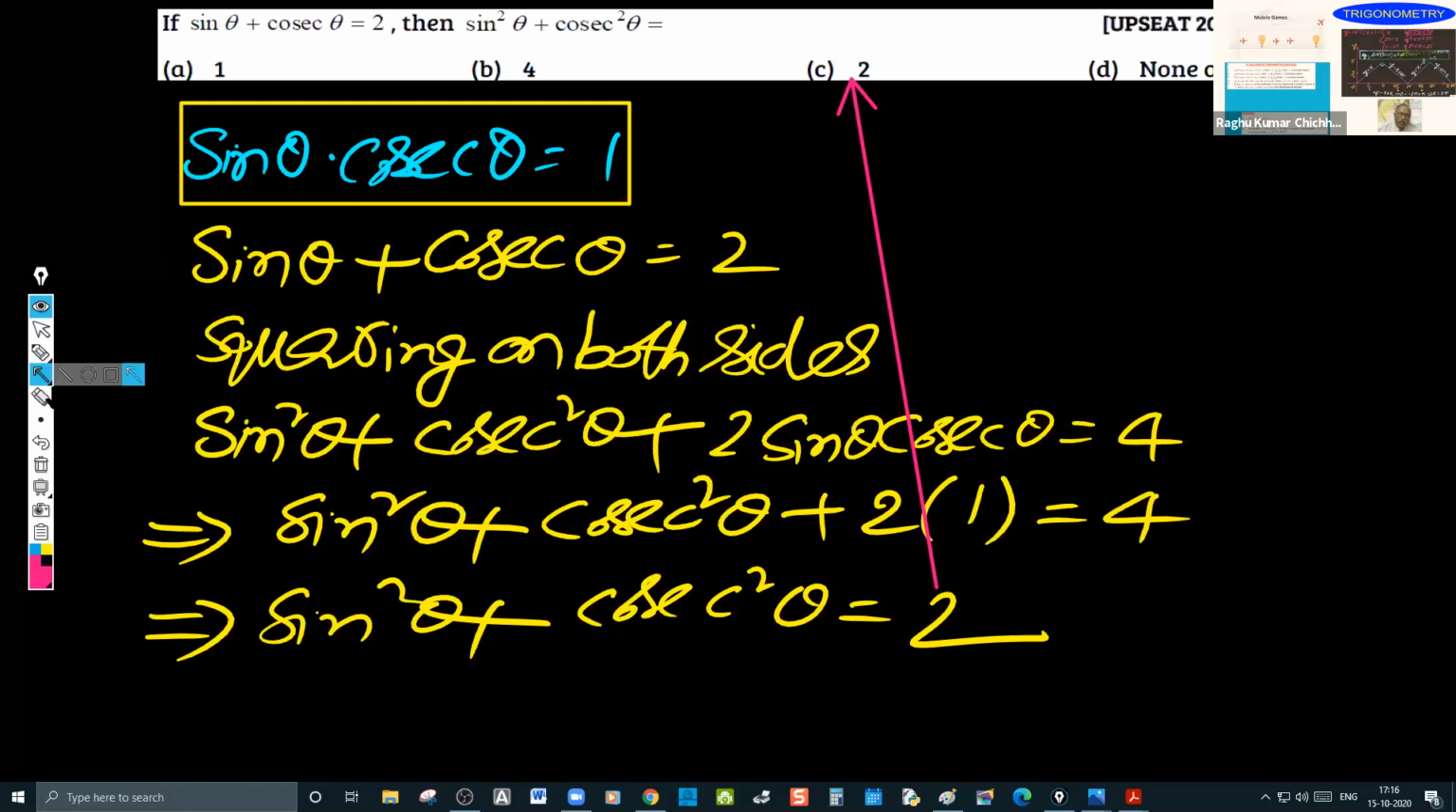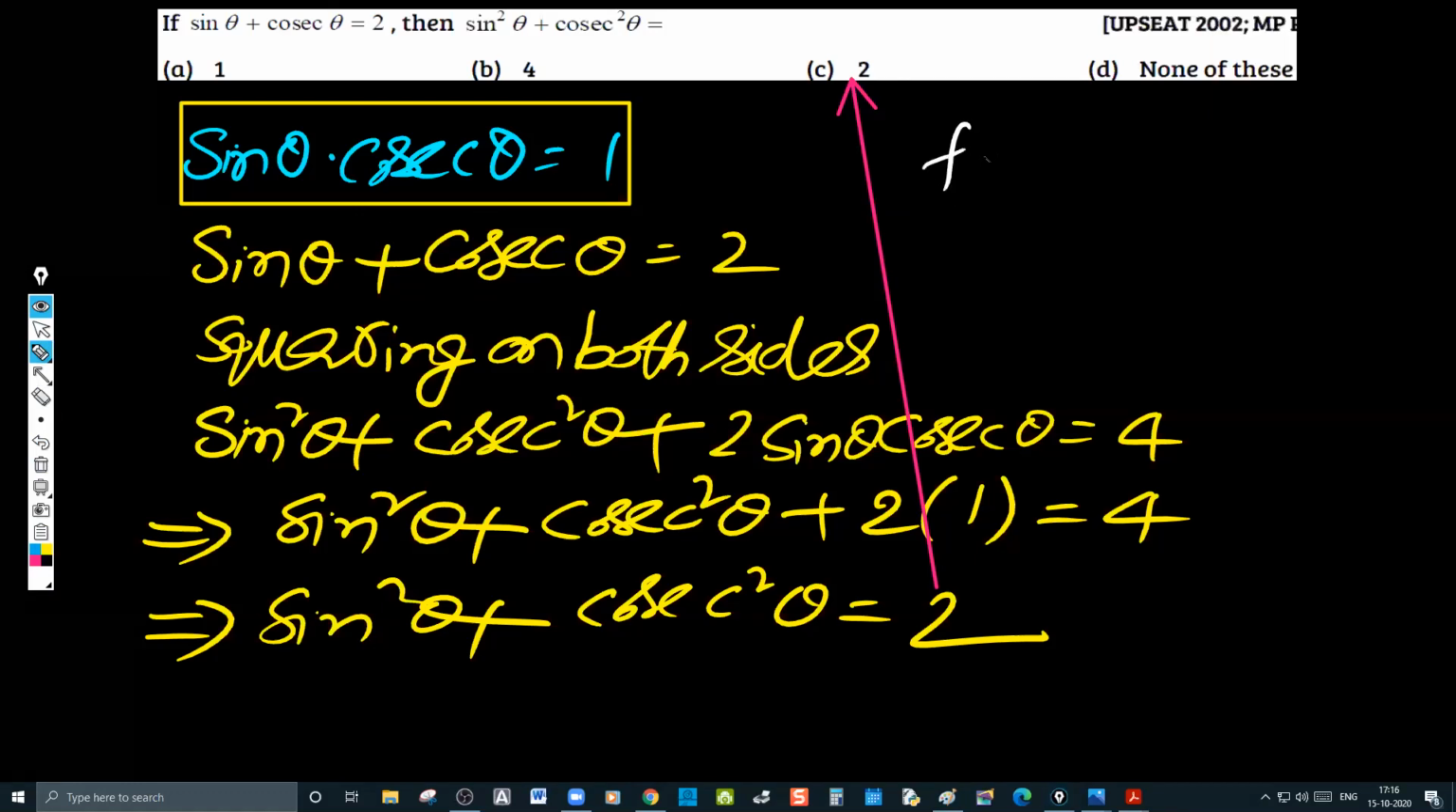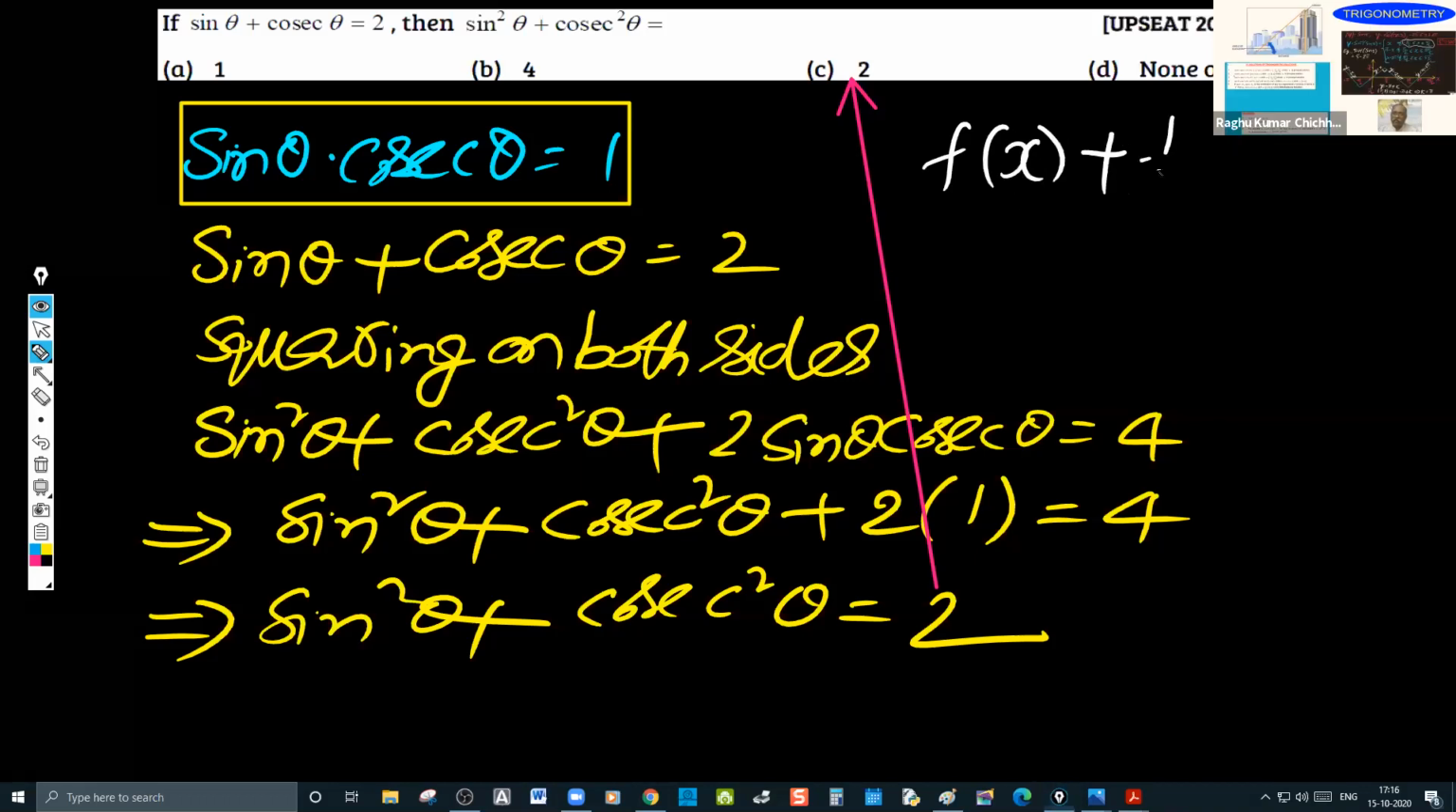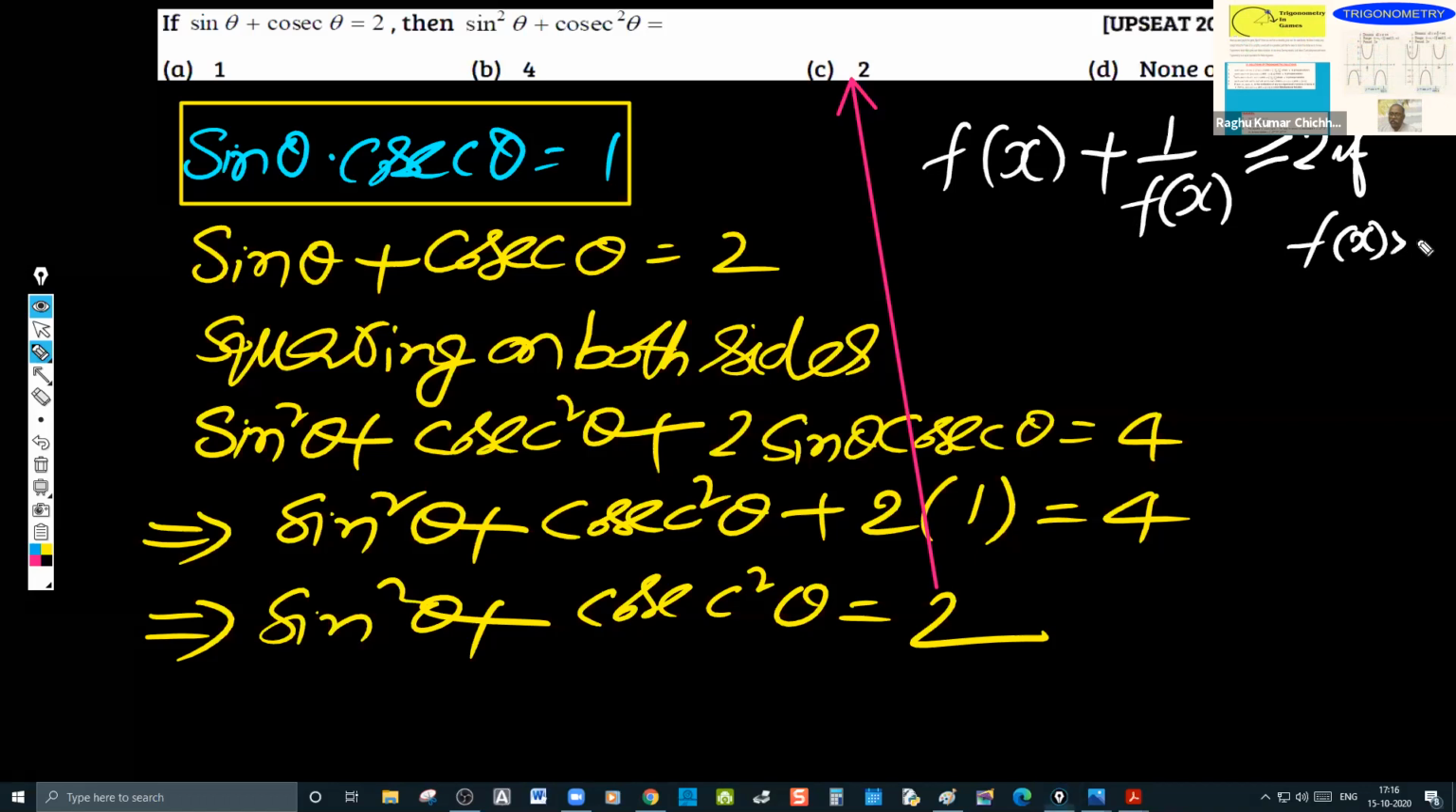And not only this, you can have one more relation in algebra. In algebra, further, you will get one function. We will be learning functions later, what is a function and what is its domain and range. If you have any function plus its reciprocal, it is always greater than or equal to 2 if f(x) is greater than 0.